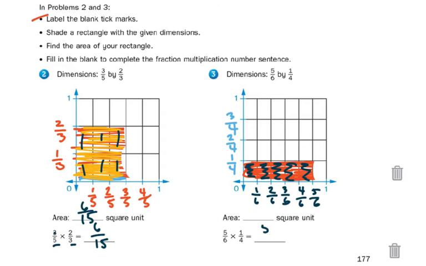There are 5 shaded rectangles. 6 times 4 is 24. There are 24 rectangles in all, so the area is 5/24. That is it for today's lesson.